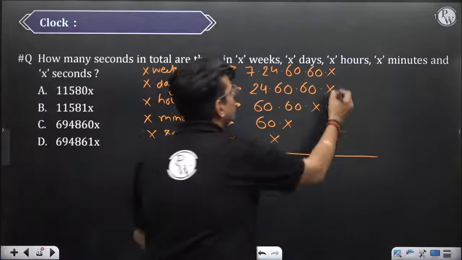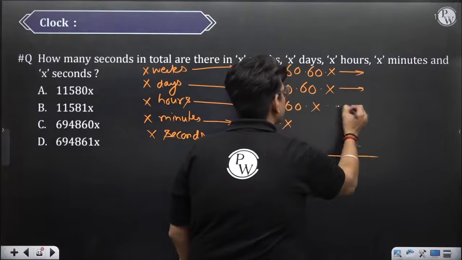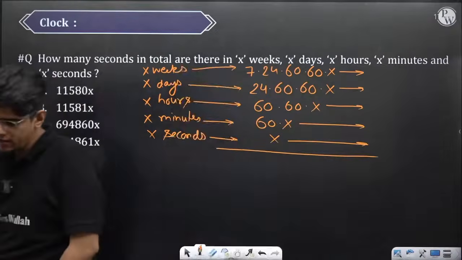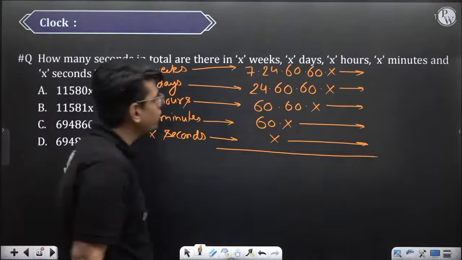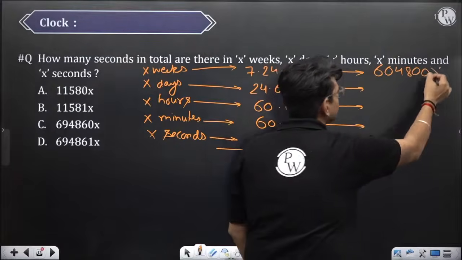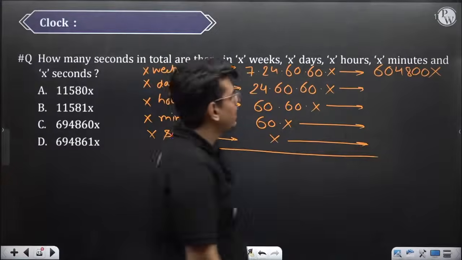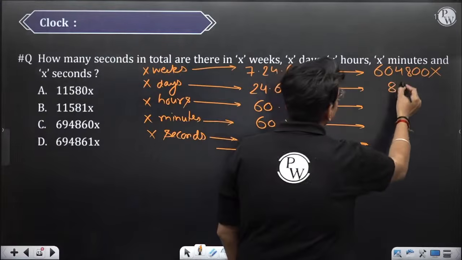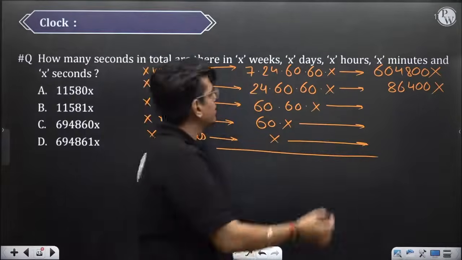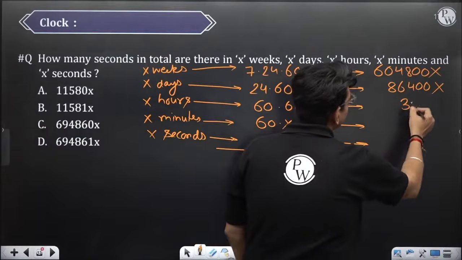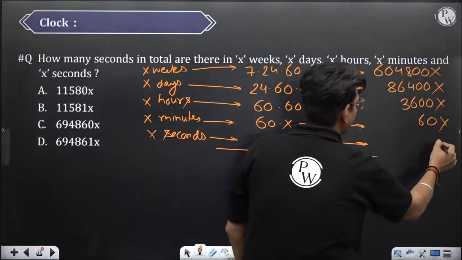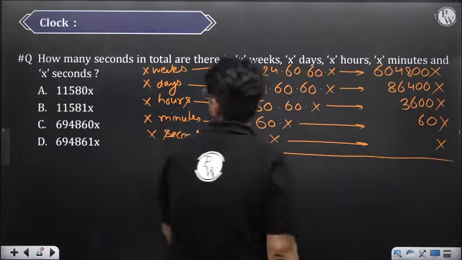Okay, let's first write the values of all these. Okay, the values are 604,800X, right? Then 86,400X. After that 3600, this is easy, 3600X, and this is 60X, and then X, right?